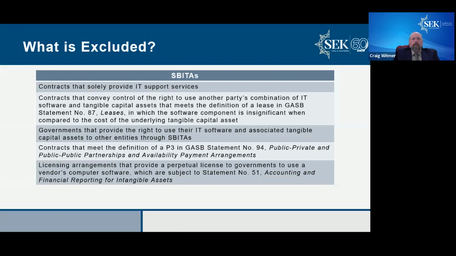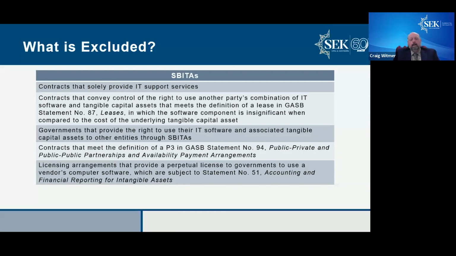Again, if the government's providing the right to use their IT software to someone else, that's scoped out. Again, this does not provide information for vendors of governmental software. There's a concept of what's called P3 or public-private partnerships, public-public partnerships, and availability payment arrangements. We're not going to get into that today. It has some limited applicability. If you do have those kinds of arrangements, GASB 94 is what dictates the accounting for those.